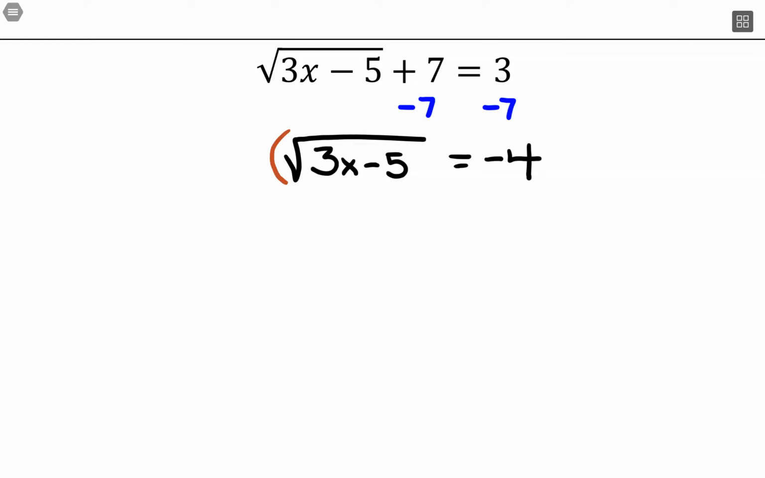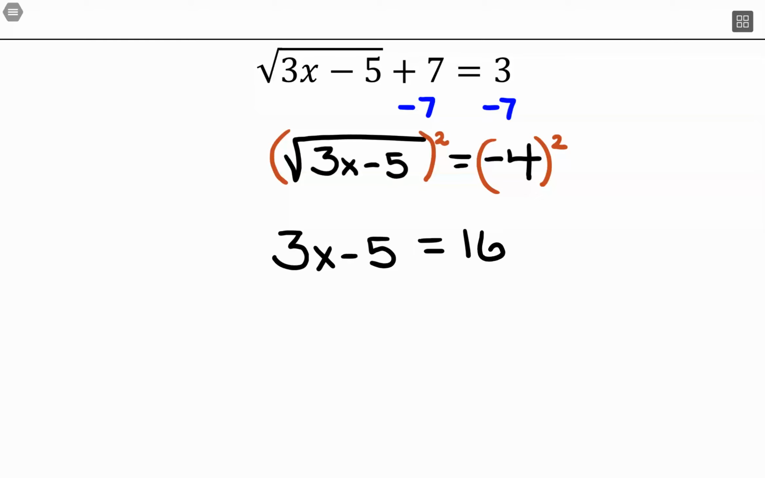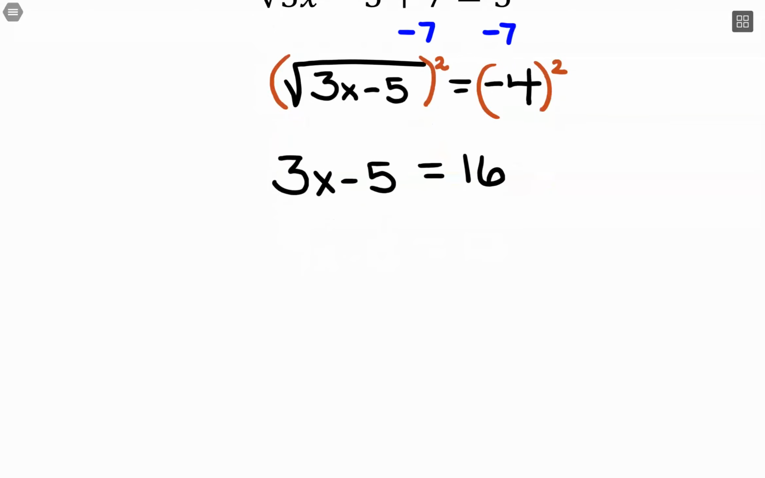Then I'm going to raise both sides to an exponent of 2 since we're dealing with a square root. So with that, the expression that's underneath the radical will be outside of the radical now. And then negative 4 squared is a positive 16. We're going to add 5 to both sides.